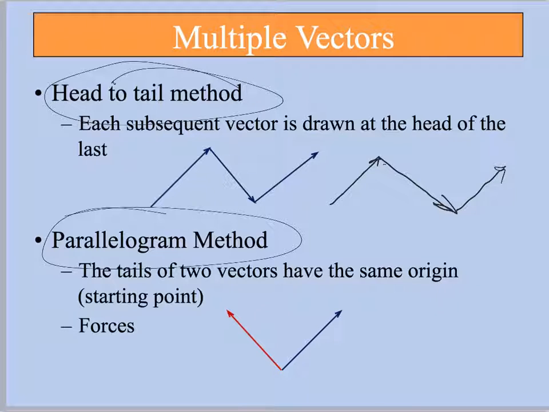Parallelogram method is when you have two vectors that have the same starting point. So let's say I was pulling one direction on a big boulder or rock we're trying to move, and you're pulling in another direction. We would be applying a force to this object, a boulder. So our two forces would have the same origin. We're both pulling from the boulder. And that means that the method we would identify would be the parallelogram method.